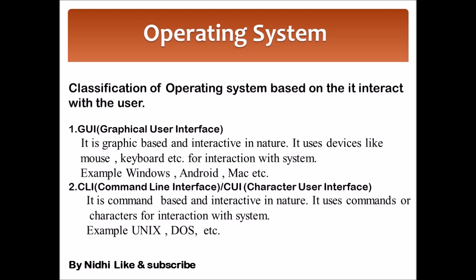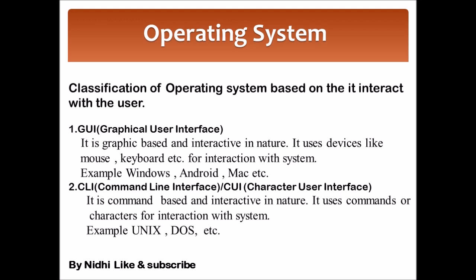So the operating system is classified, on the basis of how it interacts with the user, into two parts. One is GUI based, that is graphical user interface, the interface which has icons, images and other multimedia. It is graphic based and interactive in nature. It uses devices like mouse, keyboard, etc. for interaction with the system. So we can say that Windows, Android and Mac are GUI based operating systems.